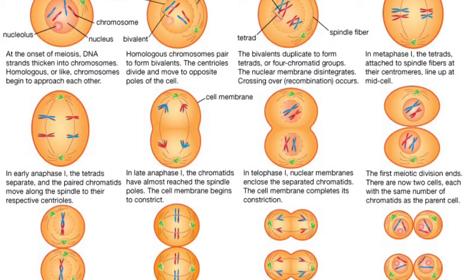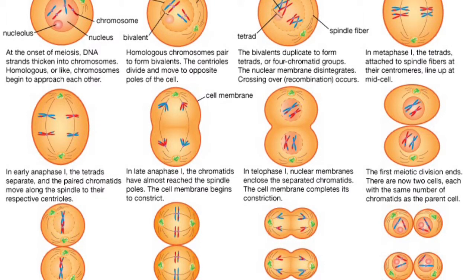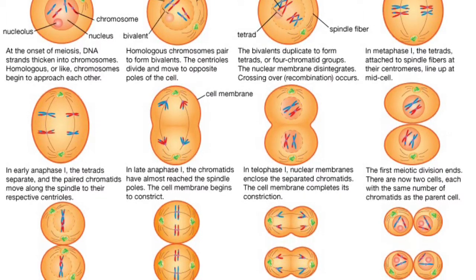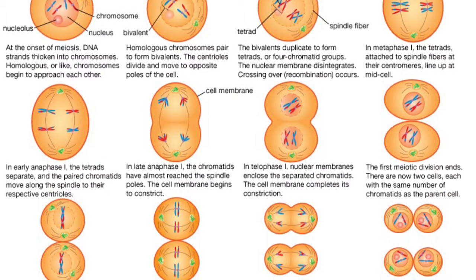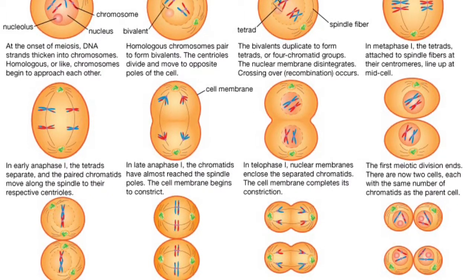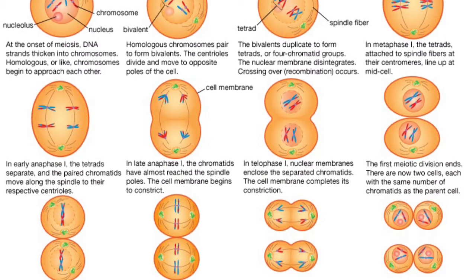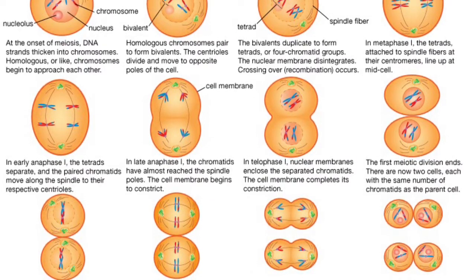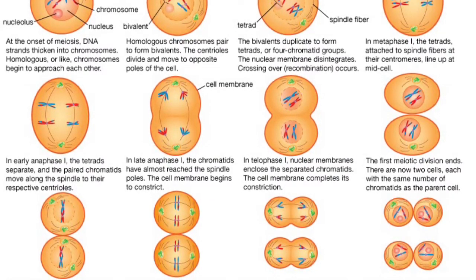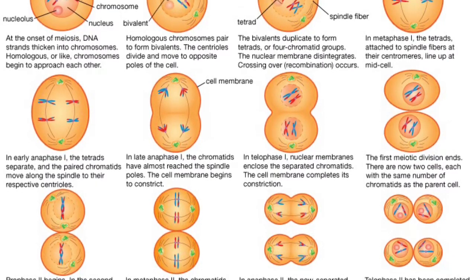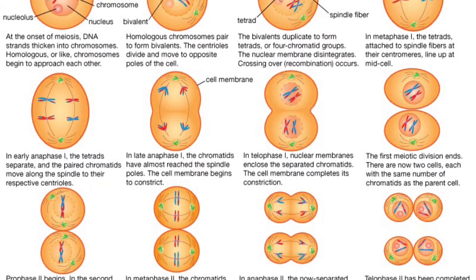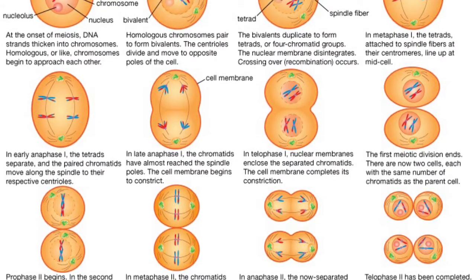The nuclear membrane disintegrates, and crossing over occurs. In metaphase 1, the tetrads attach to the spindle fibers at their centromeres and line up at the mid-cell. In early anaphase 1, the tetrads separate and the paired chromatids move along the spindle to their respective centrioles. In late anaphase 1, the chromatids have almost reached their spindle poles.